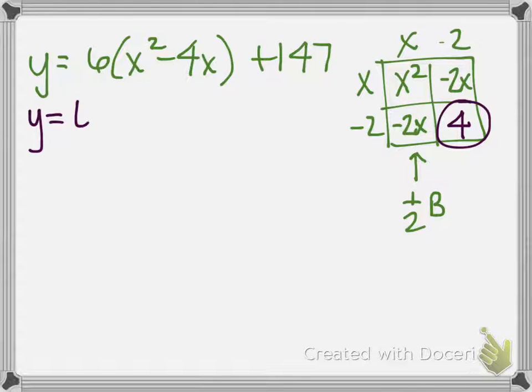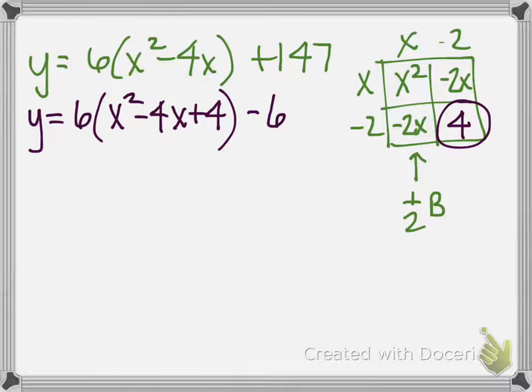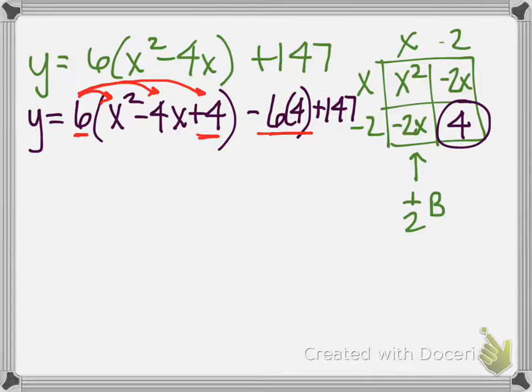So y equals 6 times x squared minus 4x plus 4, and then outside the parentheses this gets a little bit tricky. It's minus 6 times 4 plus 147. So let me take a minute to explain this 6 times 4 here. Normally in the past two examples we just subtracted whatever we added here. So if I added 4, I would subtract 4. But in the previous two examples I also didn't have a number outside the front of my parentheses. With this number outside the front of my parentheses, it gets distributed to each term inside the parentheses.